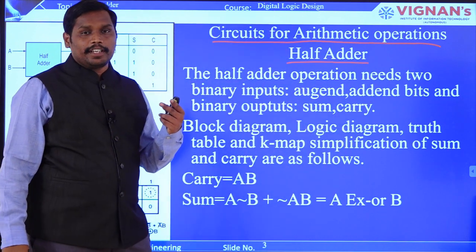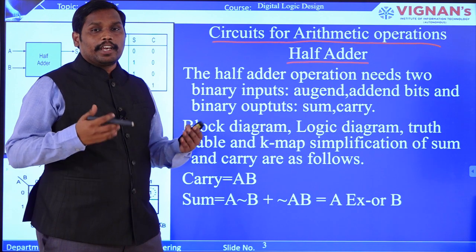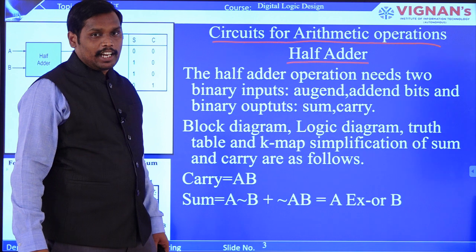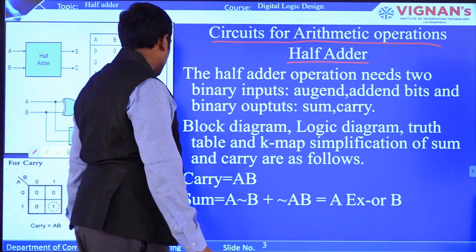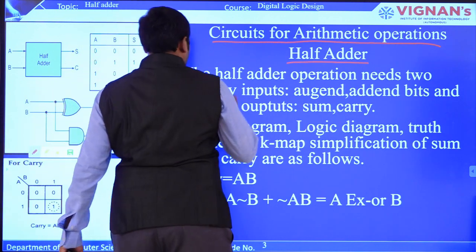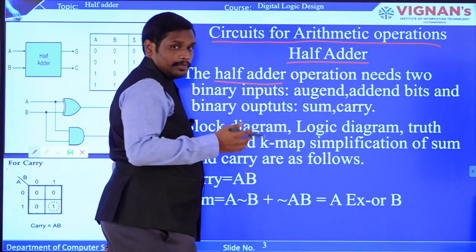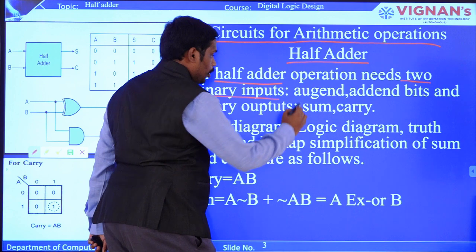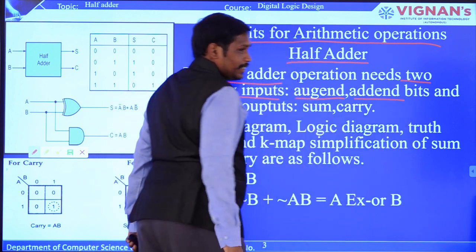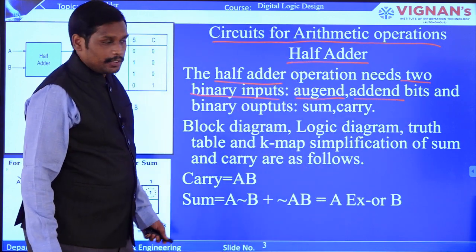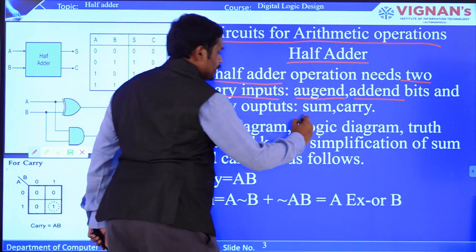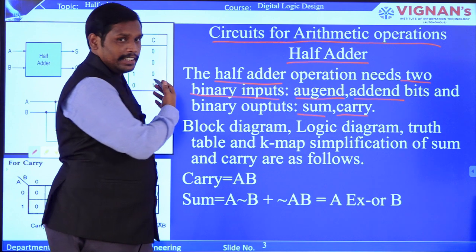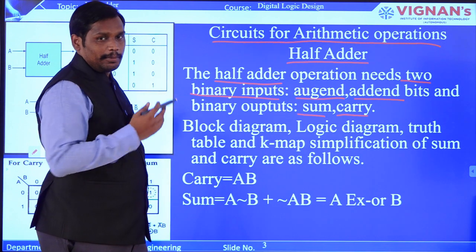So there are 2 concepts here, half adder and full adder, where you can do binary plus operations with the help of the half adder. Now we'll see this half adder. The half adder operation needs 2 binary inputs, which are called A and B bits, and with these two input variables, you're going to have two output variables, which are sum and carry. I repeat, we'll see the half adder in the block diagram as well as the truth table and all that.